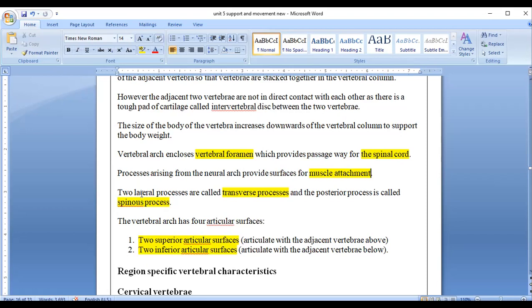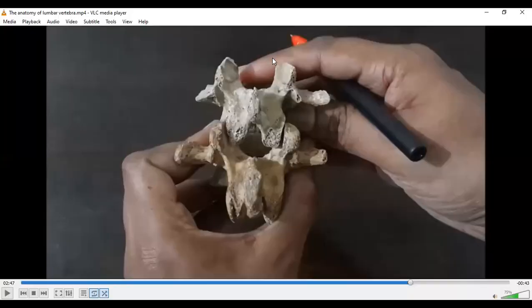Yes, sir. That's what you can see in that video. In this video, when he was placing the two vertebrae one on the other, this is the superior articular surface. This is the above one's inferior articular surface. So they are articulating, they are meeting with each other. Clear?